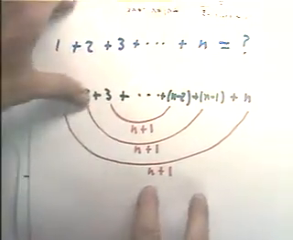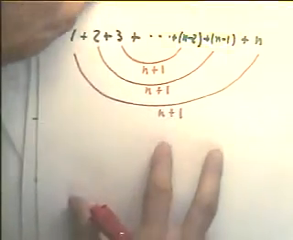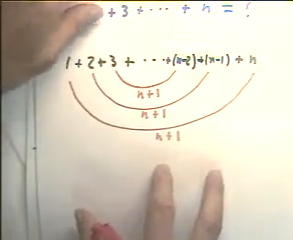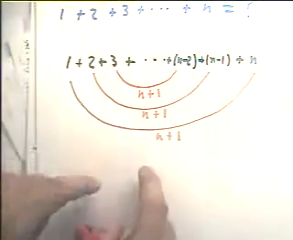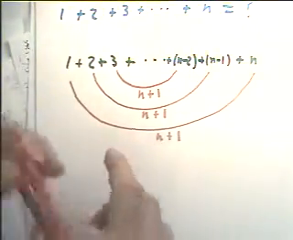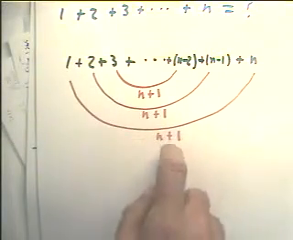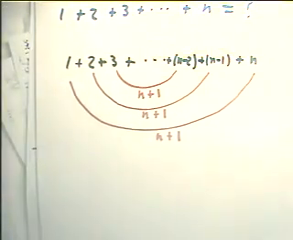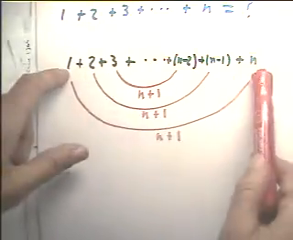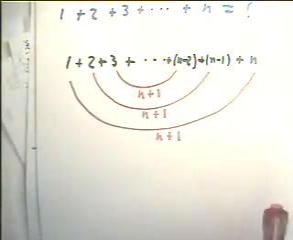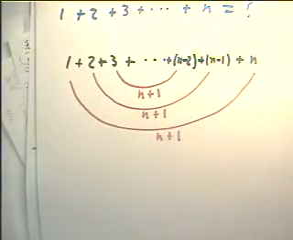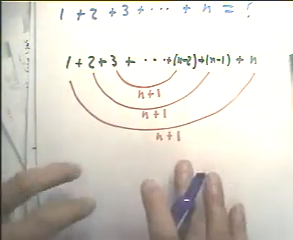Now, we see then that we're going to be able to pair all these numbers up into pairs that add up to n plus 1. The question is, how many pairs do we have? Well, if there are n numbers, if we're going from 1 to n, then there are n numbers. How many pairs do we have? Think about that for a minute. Pause a minute and ponder that.